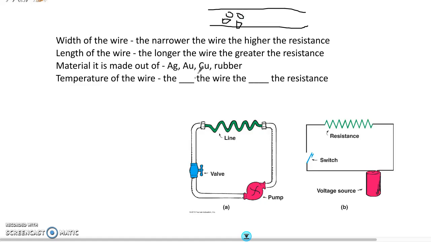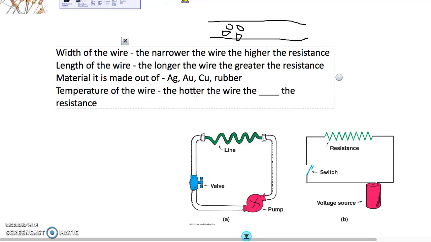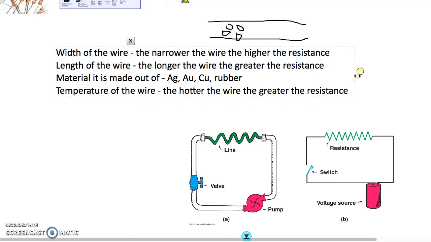And so basically we need to say that the hotter the wire, the greater the resistance. Okay? That kind of just makes sense, but we just want to put that down.